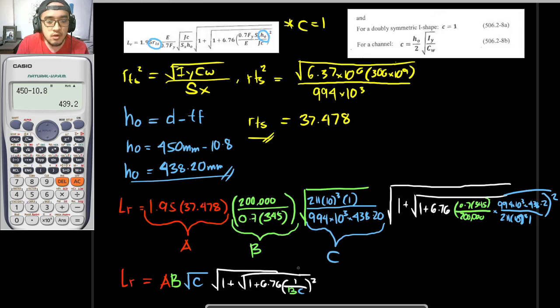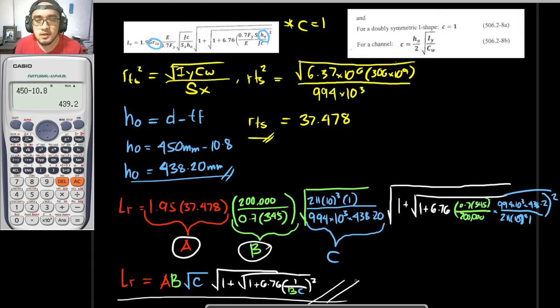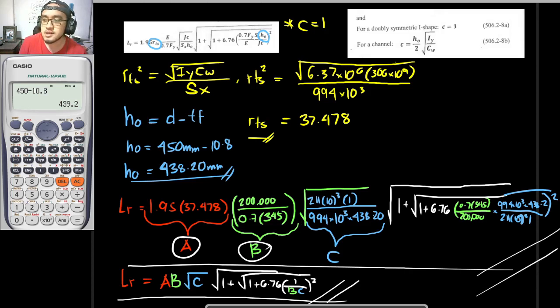So after storing these values right here, I would just input this into my calculator. Once again, it would be up to you how you would solve this very long equation, but I am just sharing my technique. For the value of A, 1.95 times 37.478, equal sign, shift store A. So there, I have stored it in A.